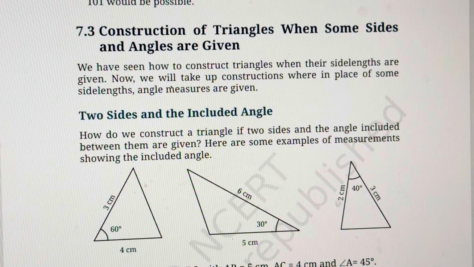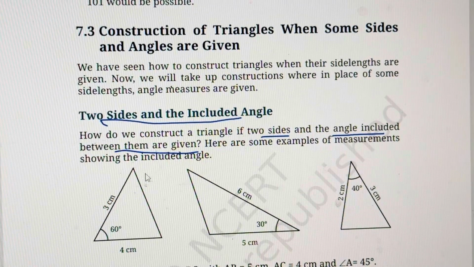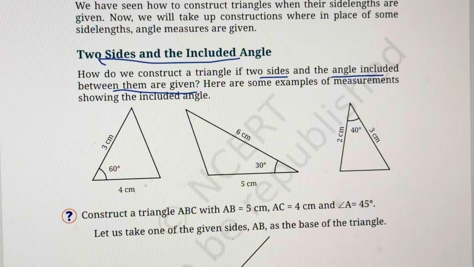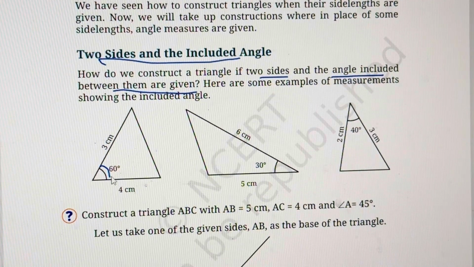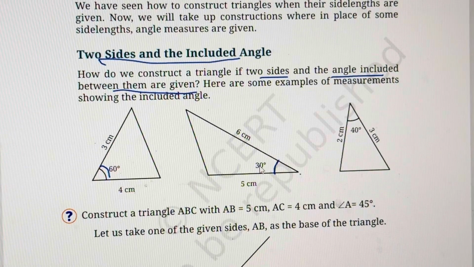Two sides and the included angle. How do we construct a triangle if two sides and the angle included between them are given? Angle included means what? Here are some examples given. Just understand first with the diagram. Means if we take these two sides, then the angle will be this. It should be between the two sides. Included angle means that. If we are taking this side and we are constructing the other side, which is given 6, on the right side, then the angle marked will be here, not here. It should be between the two sides given, included angle.